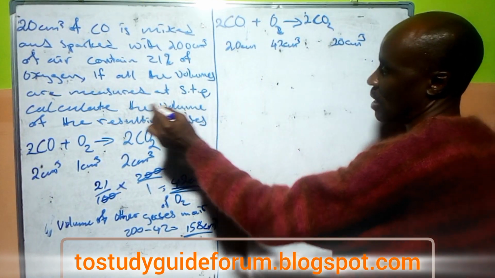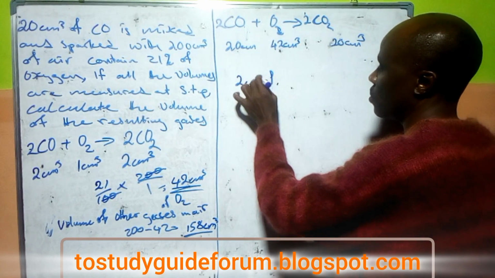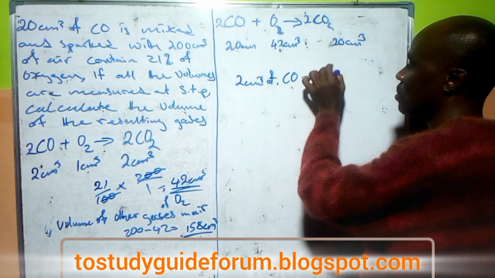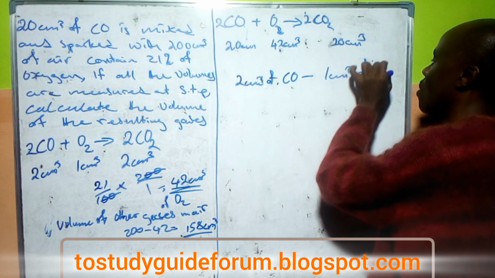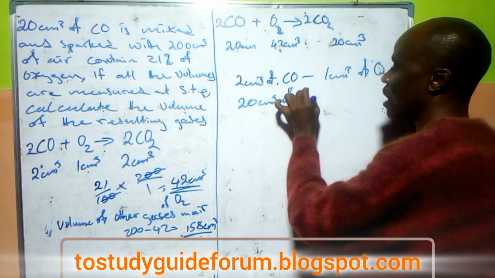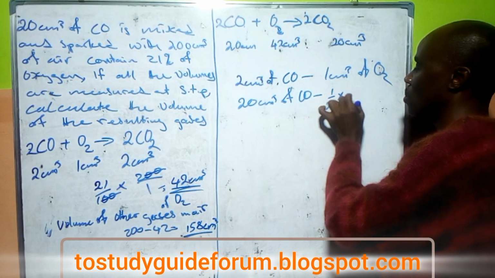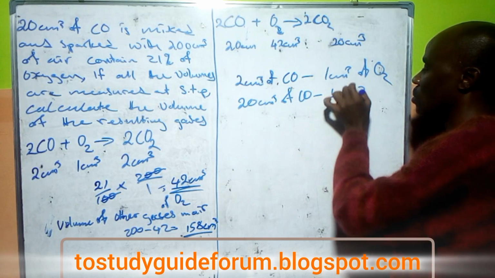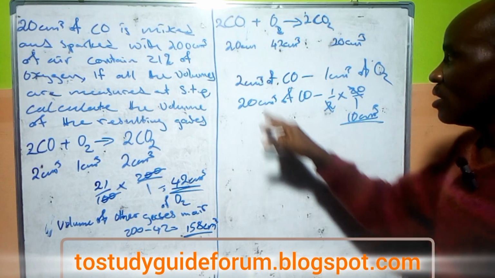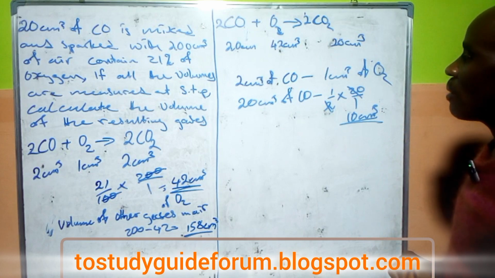Then from our balanced chemical equation, we have that 2 cm cube of carbon 2 oxide will combine with 1 cm cube of oxygen. Then 20 cm cube of carbon 2 oxide will combine with 1 over 2 times 20 over 1. This will cancel out. We have 10 cm cube. That means it will require 10 cm cube of oxygen to burn this completely, meaning that the remaining is in excess.